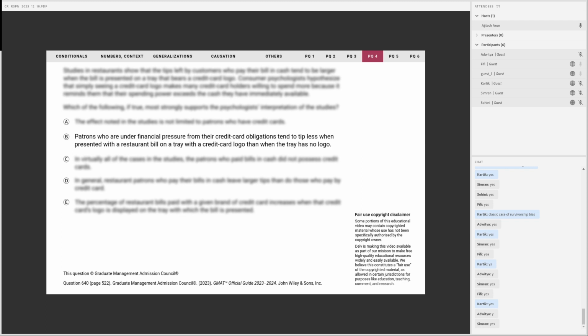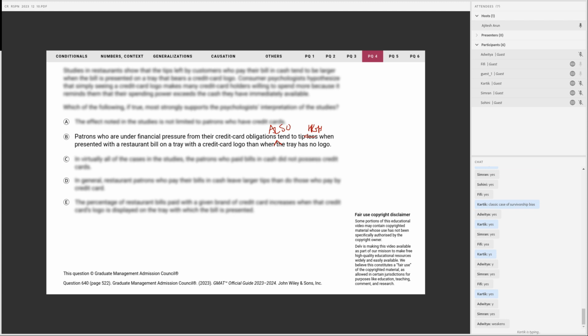I want you to imagine that option B is slightly different. I'm going to make a small change to option B. Patrons who are under financial pressure from their credit card obligations also tend to tip high when they get a bill with a credit card logo. Take your time and let me know what happens if we have this changed version of option B.